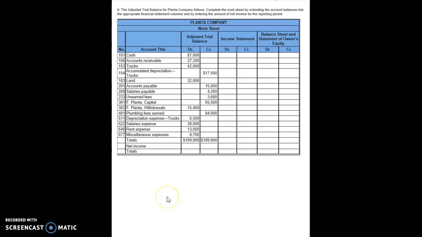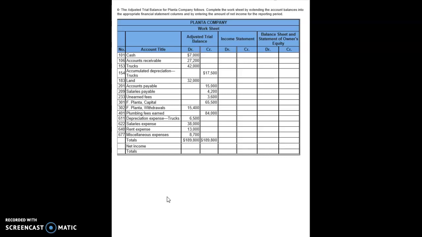Okay, so this is part 2 of chapter 4, practice A. We're starting with number 6. So we're on the second page back and we're looking at a worksheet. We're starting with that adjusted trial balance column, and it's telling us to complete the worksheet by extending the account balances into the appropriate financial statement columns and by entering the amount of net income for the reporting period.